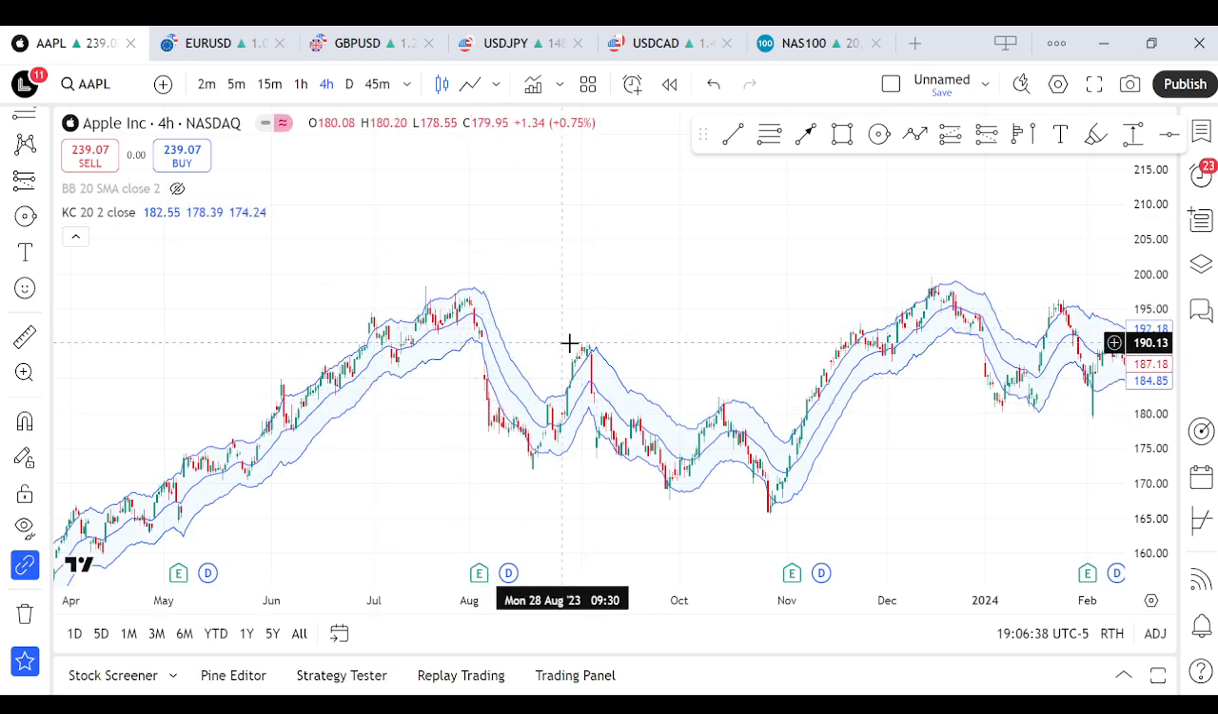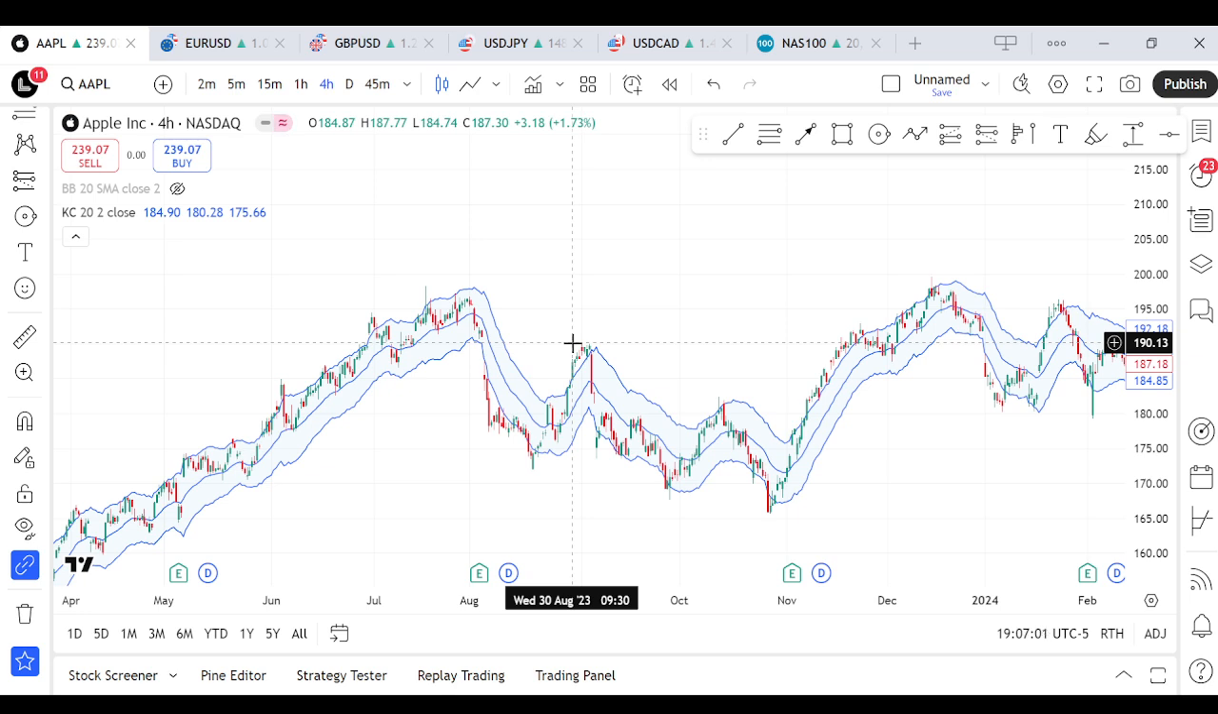Keltner channels, on the other hand, I'm just going to close the Bollinger Bands, and now we can see the Keltner channels. Keltner channels also have three lines but are constructed differently. The middle line is an exponential moving average, EMA, which gives more weight to recent prices, while the outer bands are based on average true range, which is the ATR.